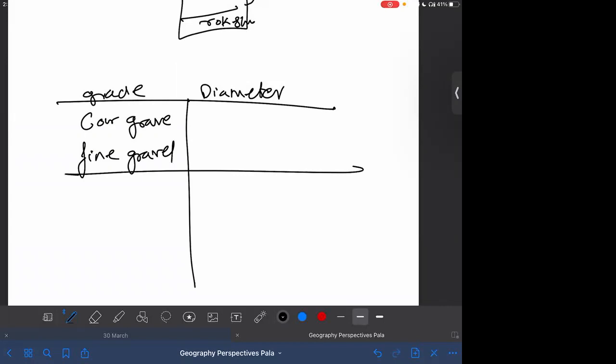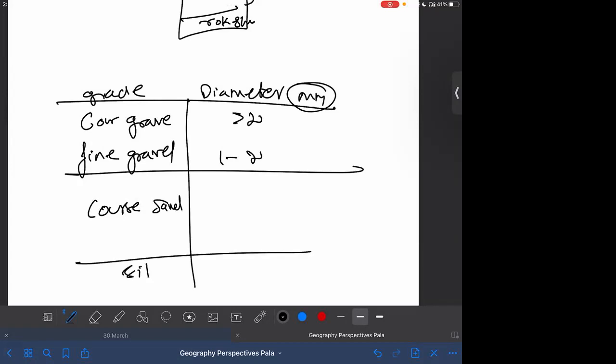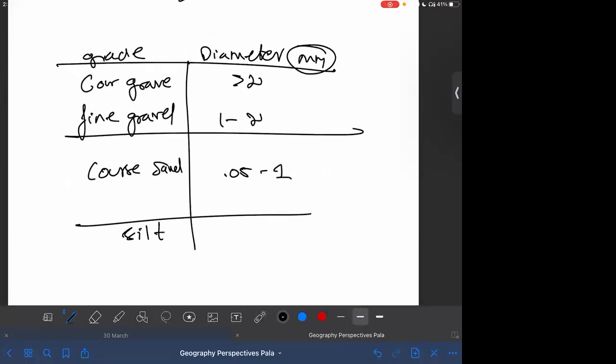If you look at the soil of the Bhabar belt, the Bhabar region, Terai, Bangar and Khadar, the Bhabar region would be something like this. The diameter in millimeters would be greater than 2. This would be 1 to 2, that is the fine gravel. Then you have the coarse sand, and then the silt. Sand will be about 0.05 to 1. Then silt would be very fine, that is 0.002 to 0.05.